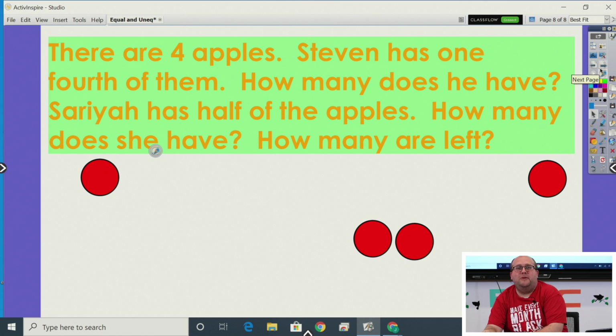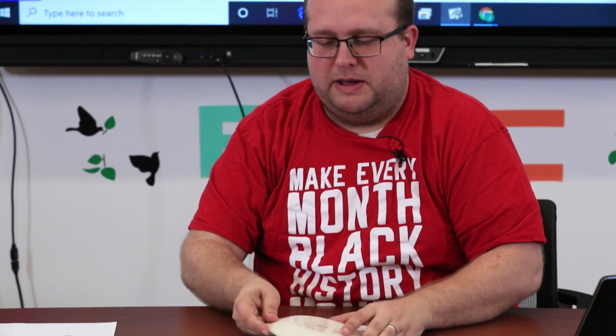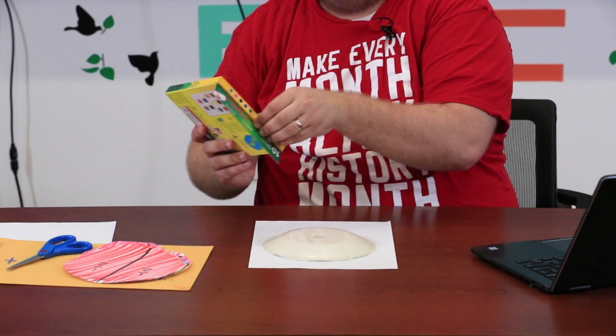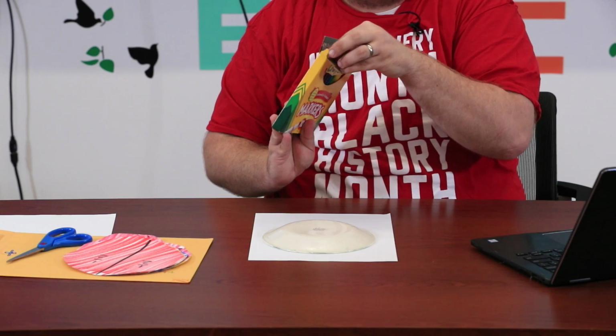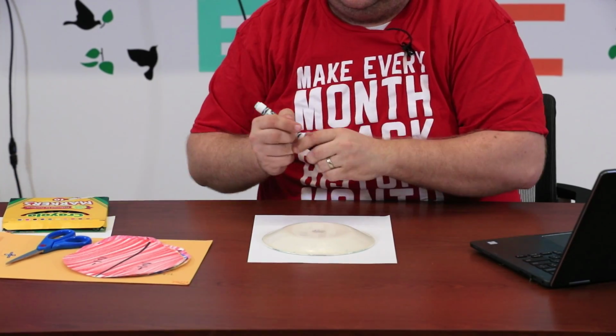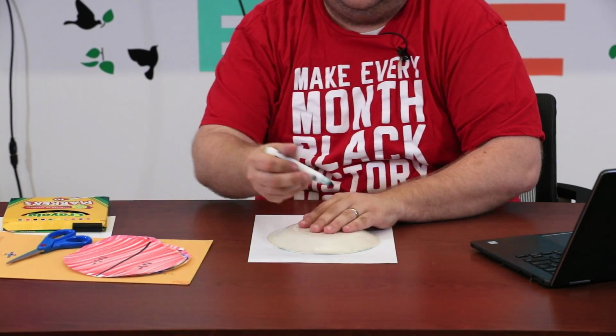Great job. Now I'm going to show you an activity you can do with shapes. Because remember I said that fractions is all about learning and having fun with some activities. So I'm going to show you one more time. I'm using a plate just like I did with another activity. I'm going to trace my plate to make a circle. Remember that standard said we're learning fractions with squares, rectangles, and circles. So I'm showing you circles today.